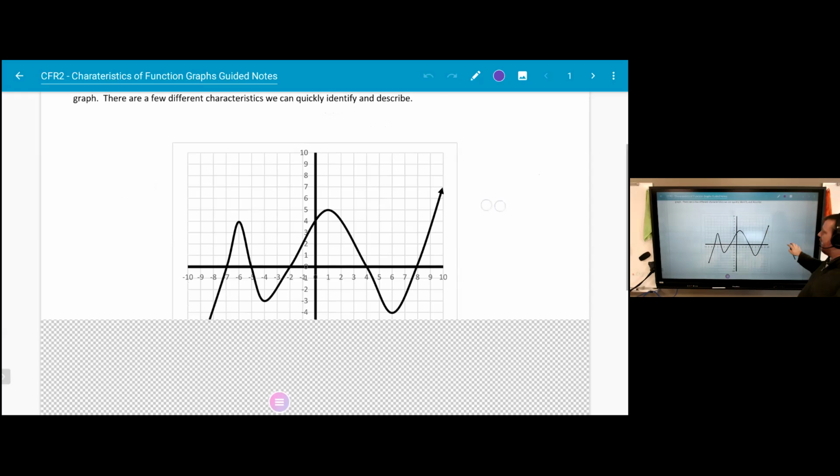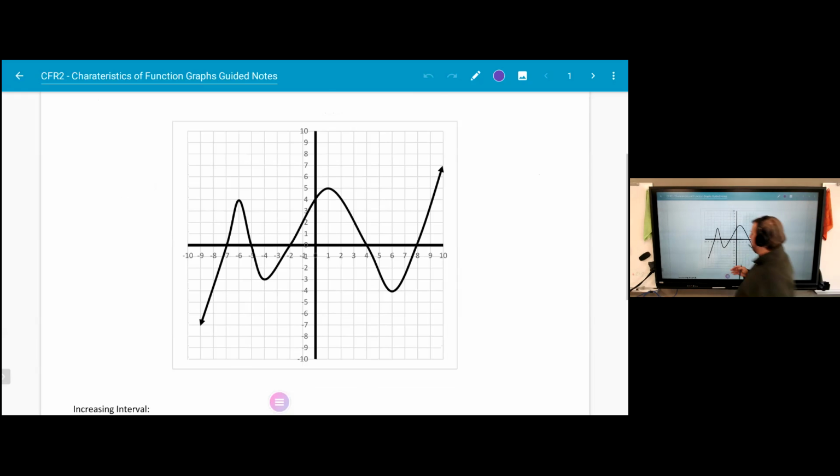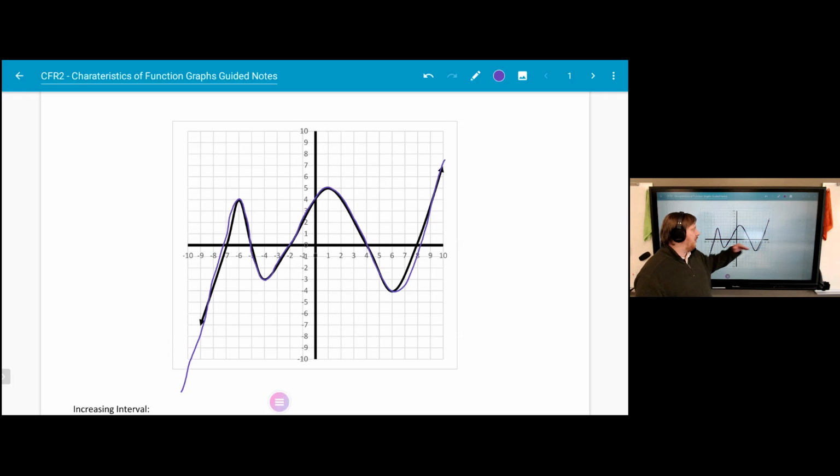I'm reading my function like a book, from left to right. It starts down here, and reading left to right, it's increasing, going up, then it hits this hill and goes down, then I get to a valley, go back up, then another hill, then another valley, and then eventually I'm just going to keep going up to positive infinity in y, but I'm also going to go to positive infinity in x. That's what we learned and talked about in CFR1.